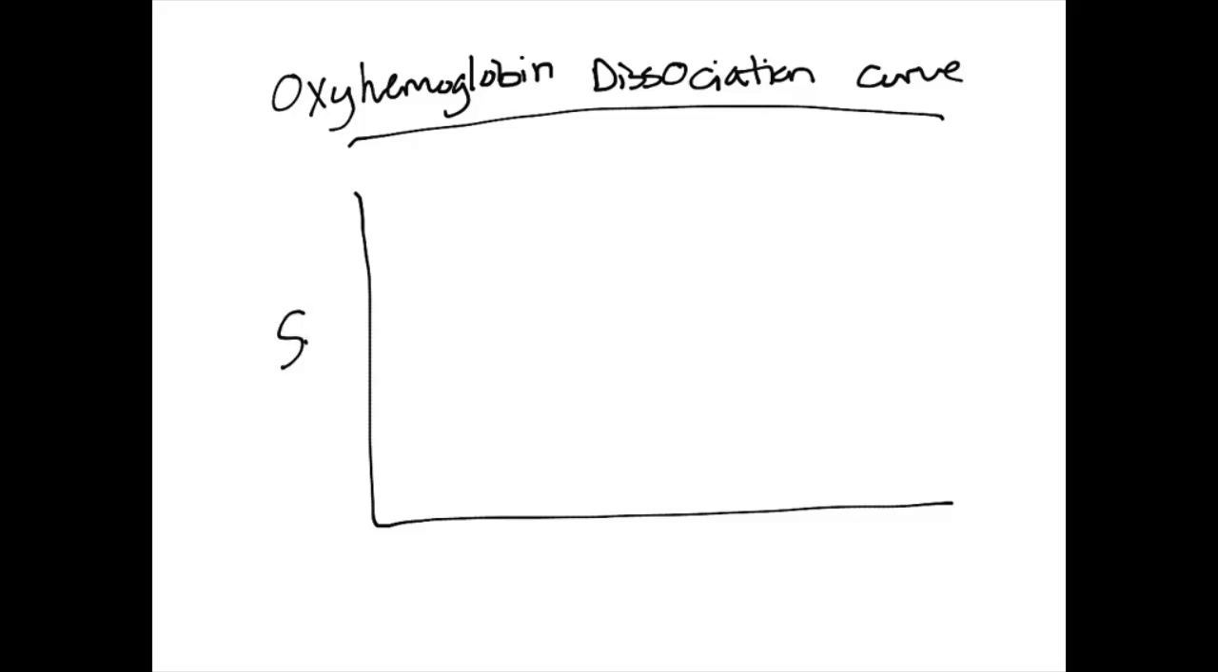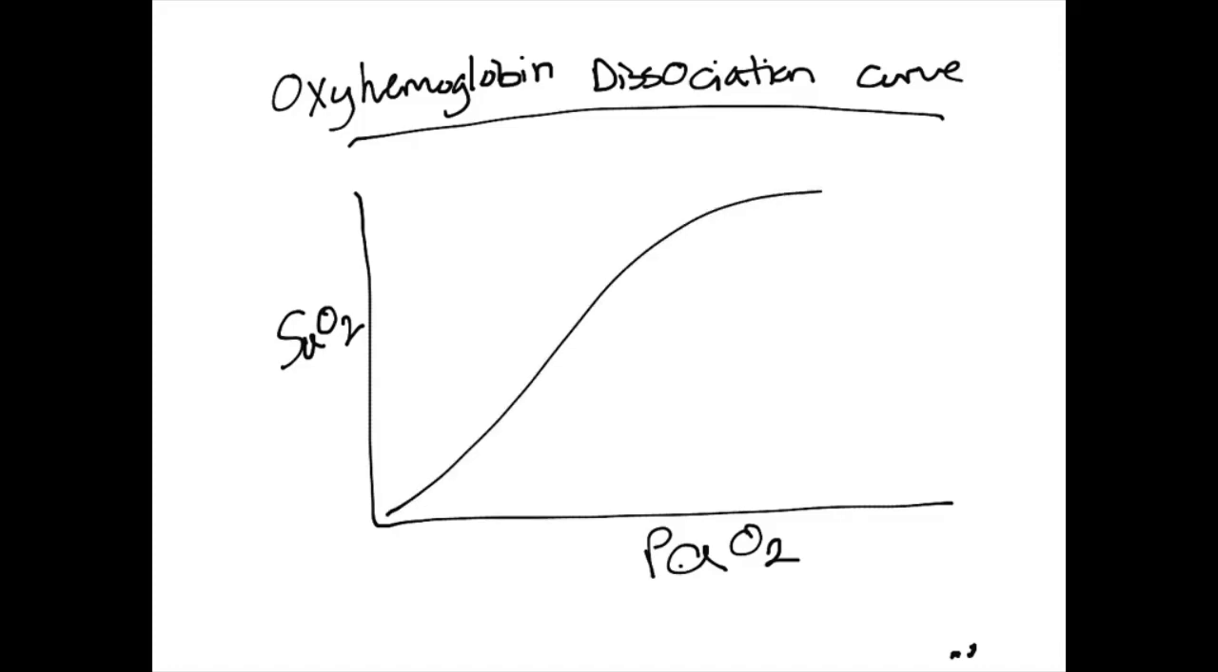So that is called your SaO2. Literally means how much of my hemoglobin has oxygen connected to it. Now the bottom is the partial pressure of arterial oxygen, so that is PaO2. Okay, so the normal curve is shaped like an S.